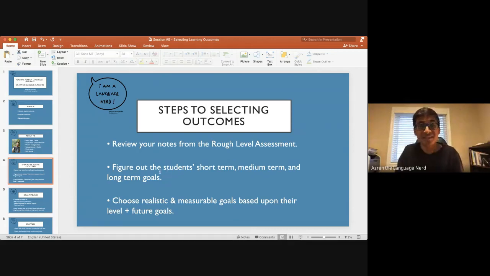So the second step, you're going to figure out the student's short-term, medium-term, and long-term goals with the language.